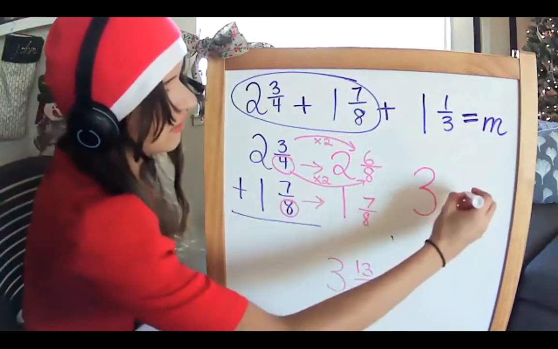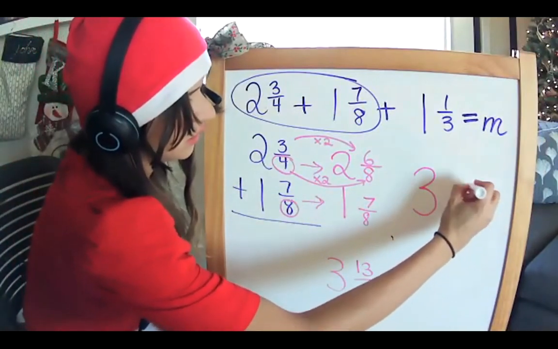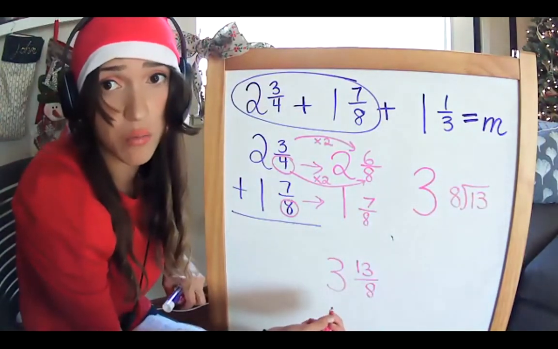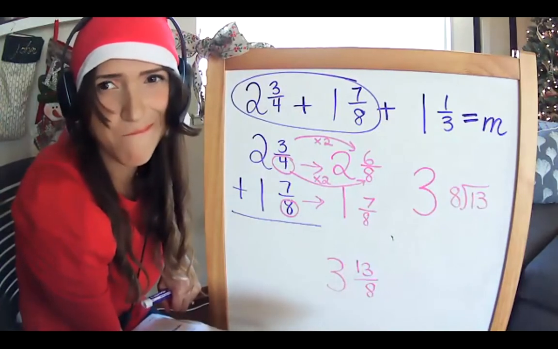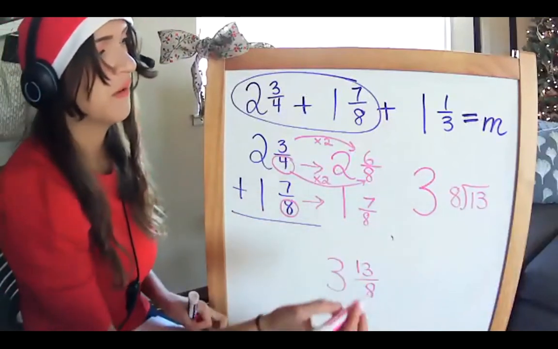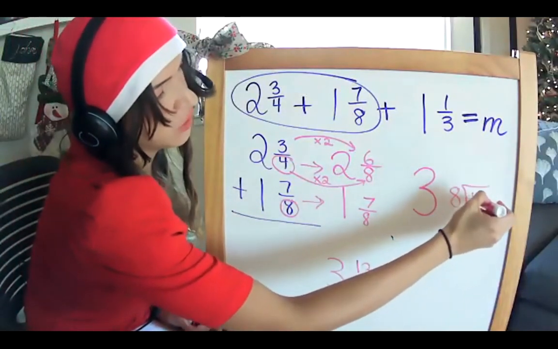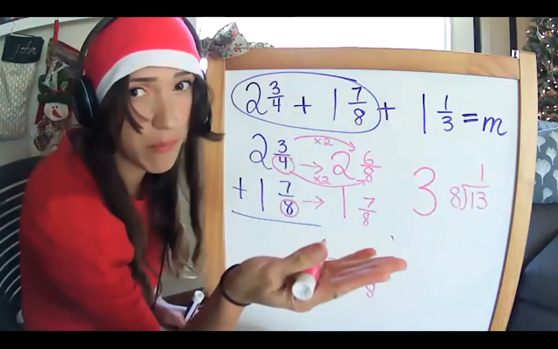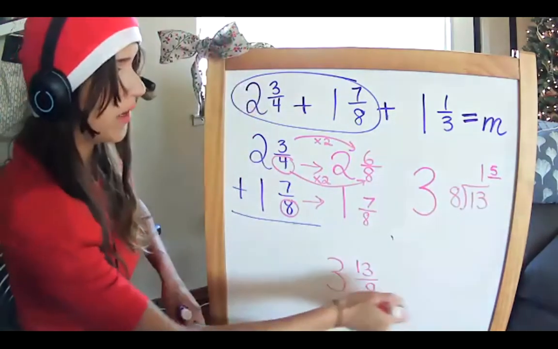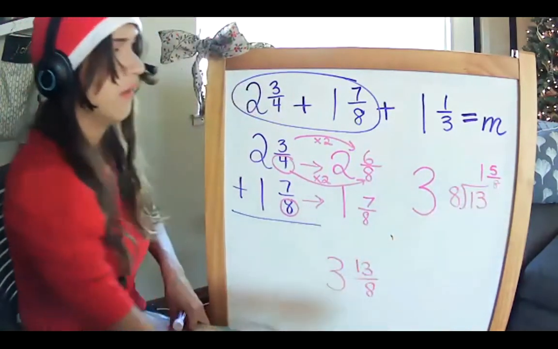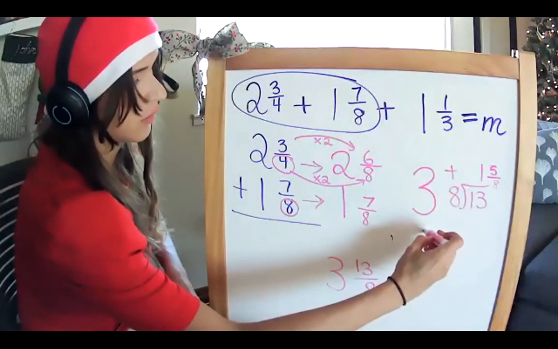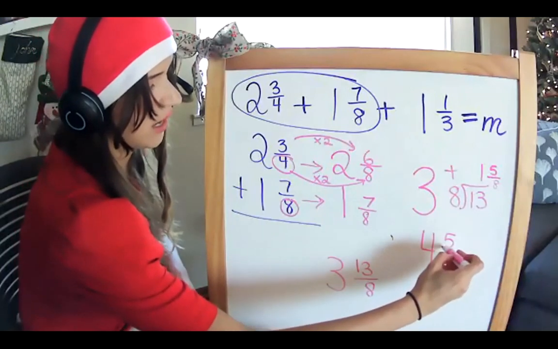But my 13/8 is going to have to be 13 divided by 8, which you might be able to do in your head. Who can do that one without writing it out? What is it? 1 and 5/8. Right. The 8 goes into 13 only one time, and then find your remainder. 13 minus 8 is 5, and you always keep your denominator. So 1 and 5/8. Don't forget to add it to your 3. So we get 4 and 5/8.